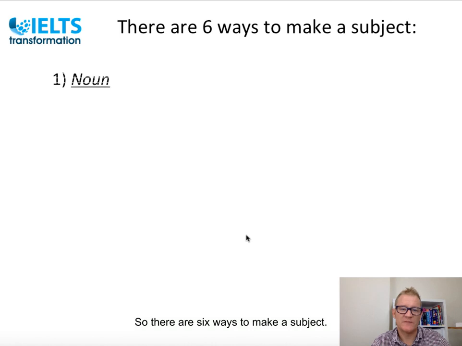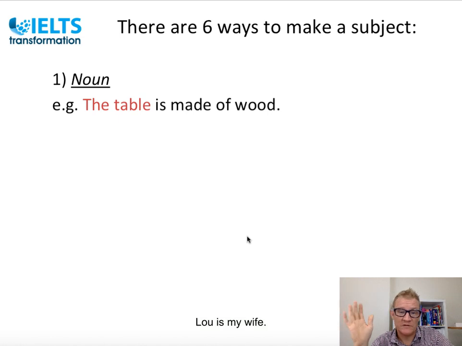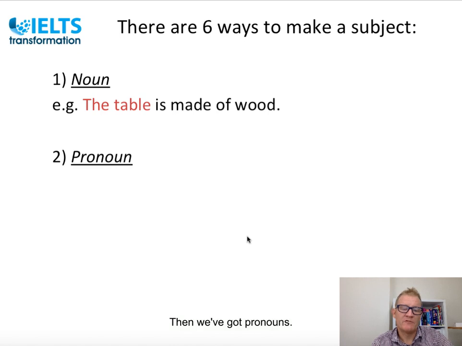So there are 6 ways to make a subject. The first one is a noun. The table is made of wood. There you go. Paul is my business partner. Lou is my wife. These are all nouns. So it could be a proper noun, a name, or a common noun, the table, the chair, the light, this computer. Then we've got pronouns.